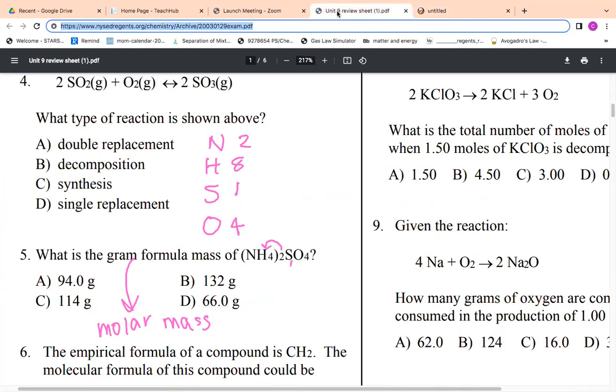But aside from that, let's go back to this. If you were to look up all of those masses, nitrogen is 14 grams per mole or 14 AMU. Hydrogen is 1, sulfur is 32, and oxygen is 16. So you multiply all of these out. You will definitely need a calculator for this. And when we add all this together, we end up with 132 grams. So we are going to want to go with choice A.